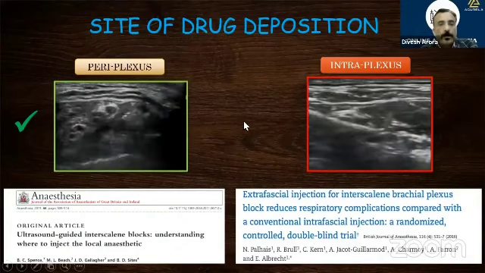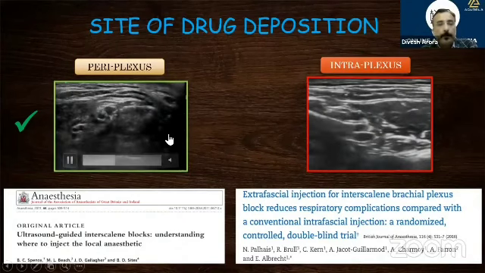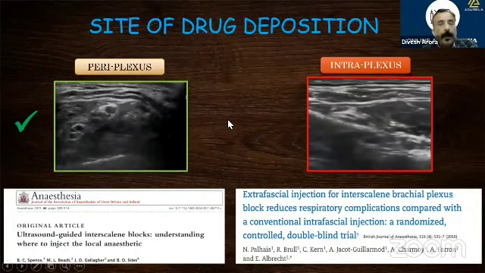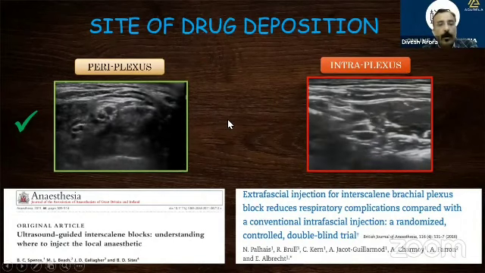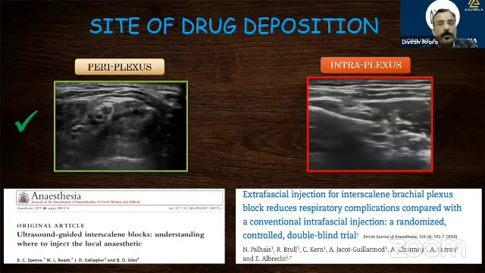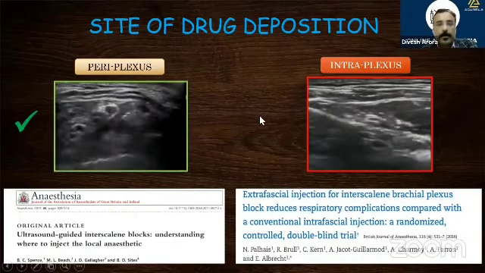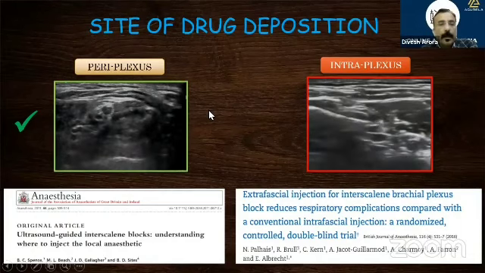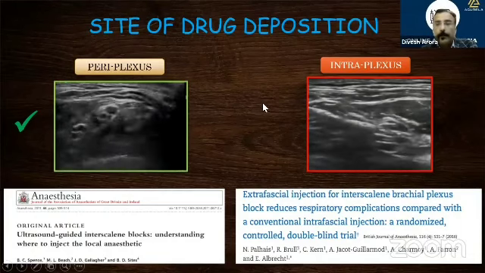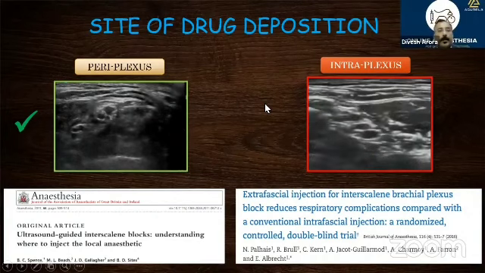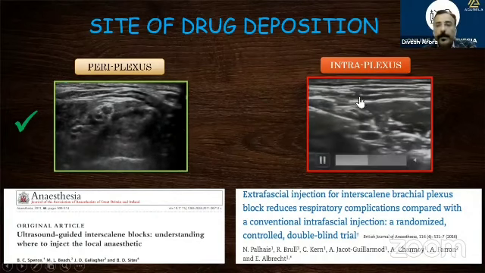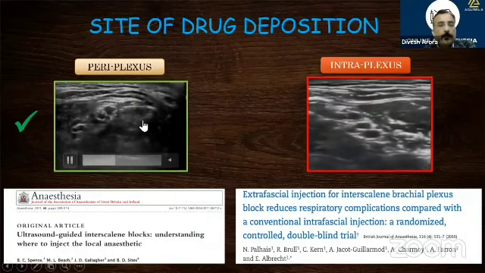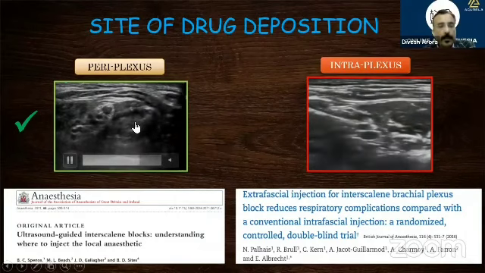So my friends, there is enough evidence in the literature that the periplexus approach is safer. Plus, in terms of analgesia, in terms of the opioid requirement, it is not different from intraplexus block. And the biggest advantage is that the phrenic nerve palsy is drastically reduced. In one of the studies published very recently in the Indian Journal of Anaesthesia, intraplexus had a 46% chance of phrenic nerve palsy, whereas for periplexus, it was reduced to around 17%.